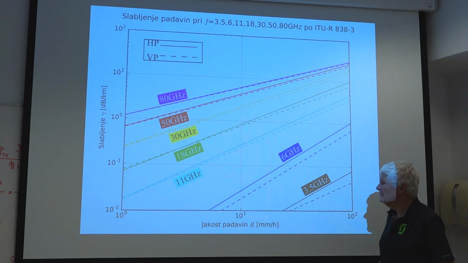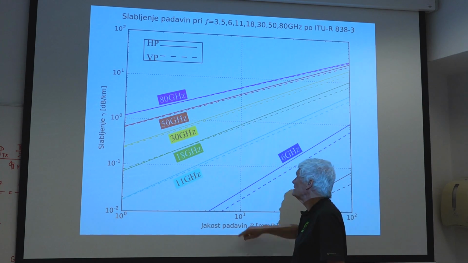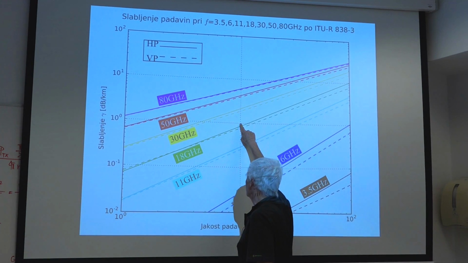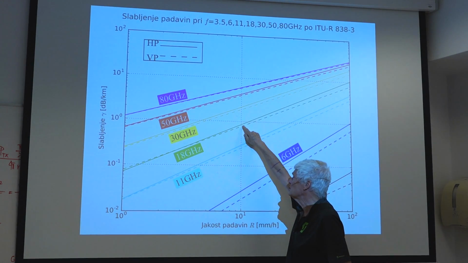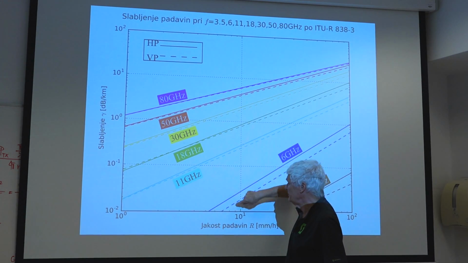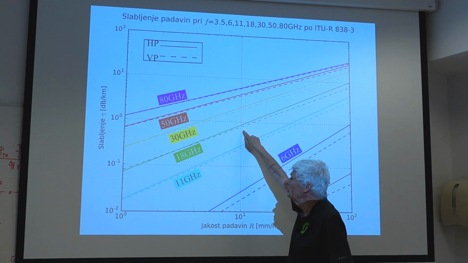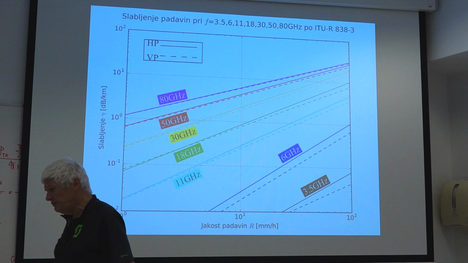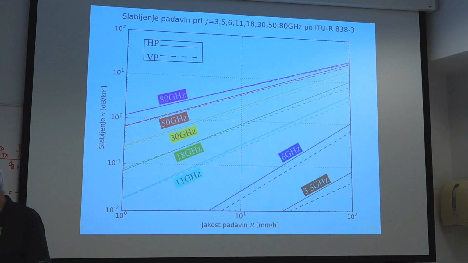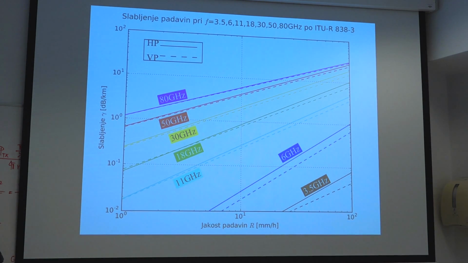While things are getting worse at higher frequencies. At 18 gigahertz, at 10 millimeters per hour, so this is moderate rain, you already have 1 decibel per kilometer. On a 50 kilometer link, this is if you have rain all along this link at 50 kilometers.